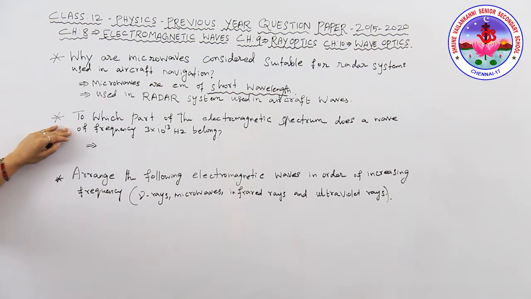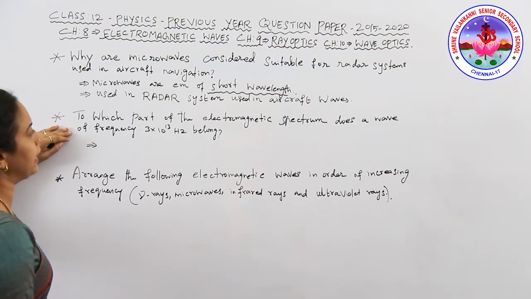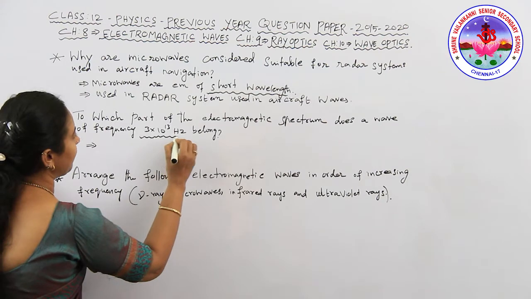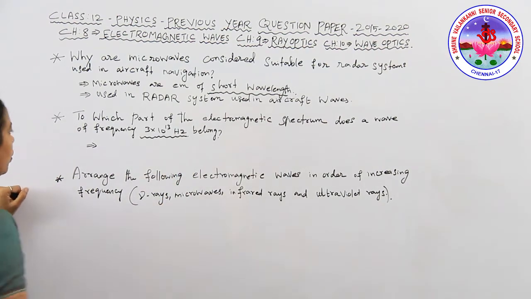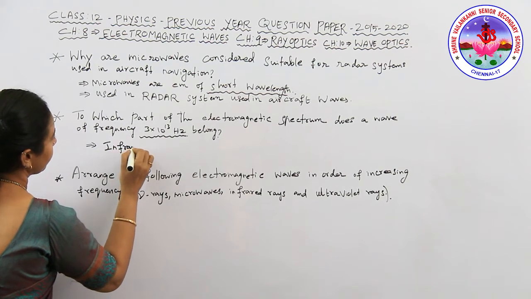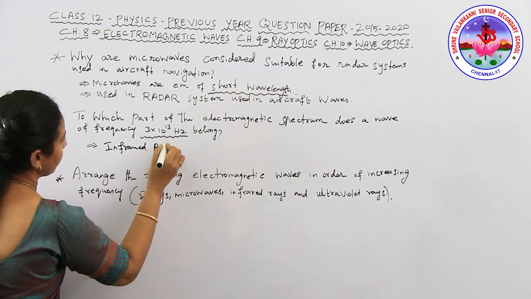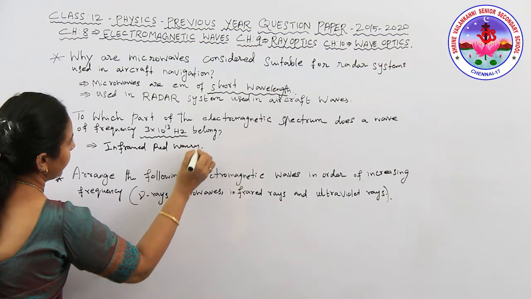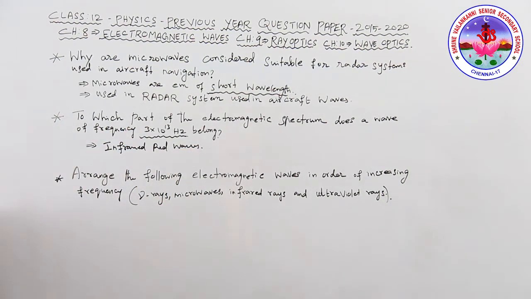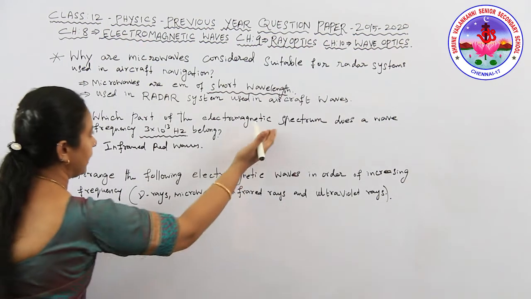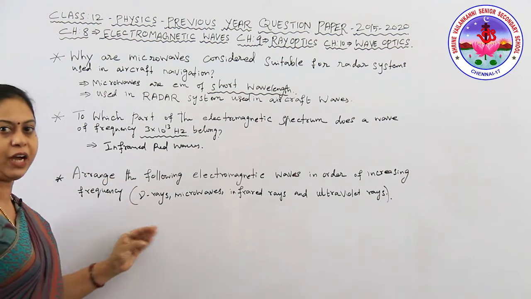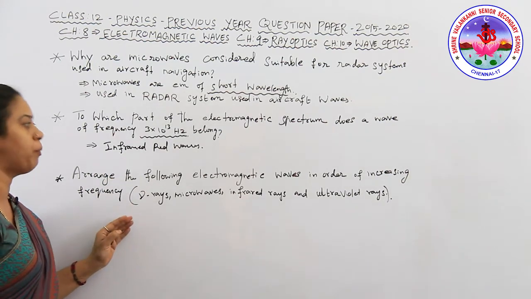And the second question is, to which part of the electromagnetic spectrum does a wave of frequency 3 into 10 power 13 hertz belong? We can say that it is infrared. So infrared waves have the frequency range of 3 into 10 power 13 hertz in the electromagnetic spectrum. That is why I said the tabular column of the ranges of the electromagnetic wave spectrum is very important.